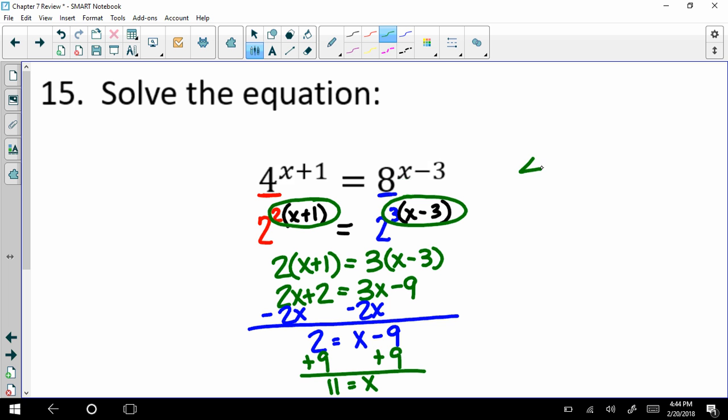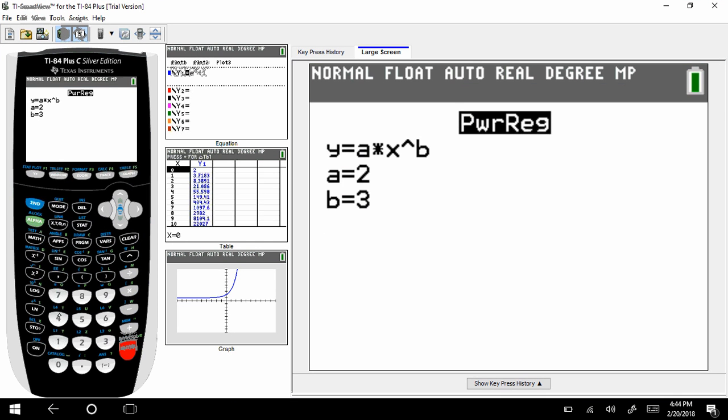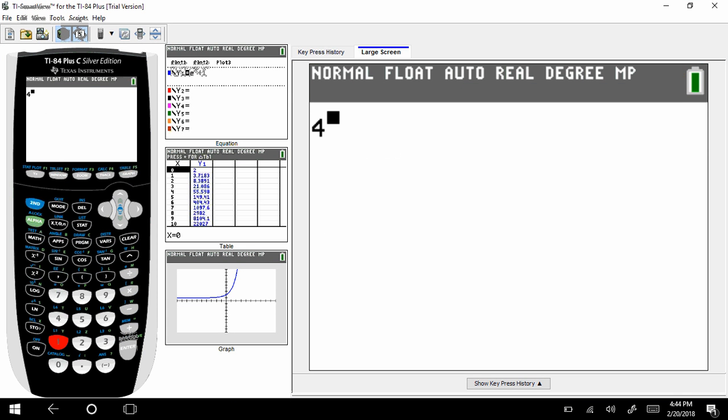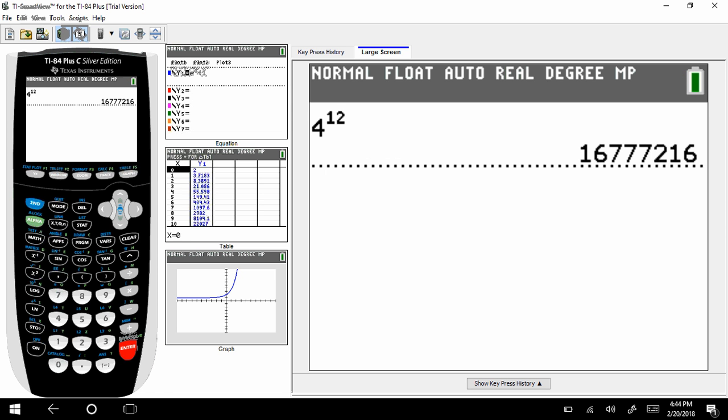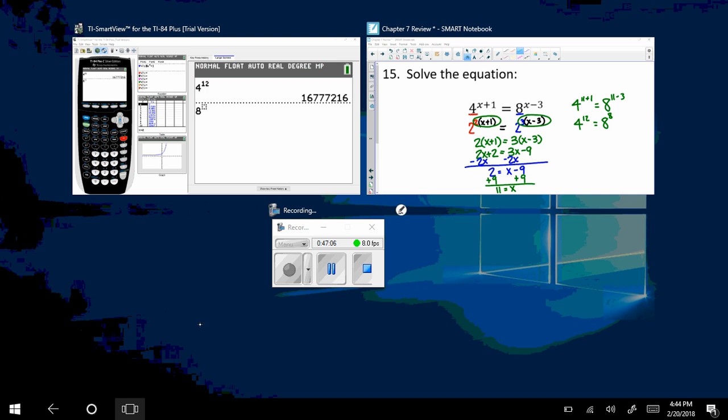So then we can check. 4 to the 11 plus 1 equals 8 to the 11 minus 3. So that's 4 to the 12th equals, right, yeah, 11 plus 1 is 12, and then 11 minus 3, so that'd be 8 to the 8th power. So we could check, make sure that's right. So 4 to the 12th, keep that in my calculator, and then 8 to the, what was it, 8th.